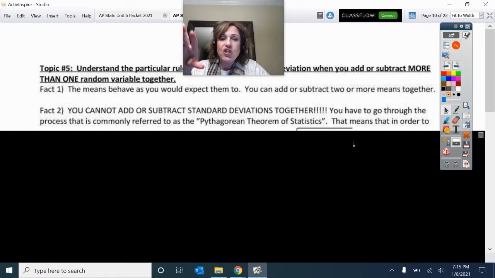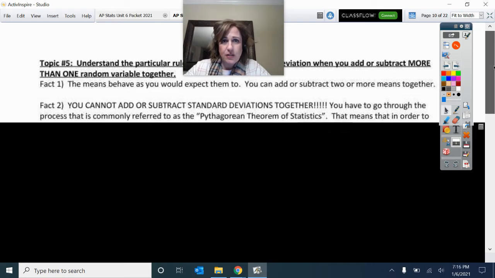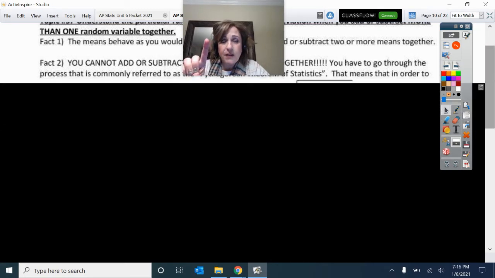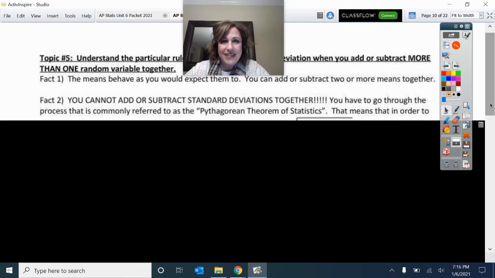Okay? Standard deviations. That standard deviation always has something special going on. So, anytime you are asked to do something with standard deviation, you need to stop and think, because that deviation has something going on. Here we go. So, we find that we cannot just add and subtract those standard deviations together.